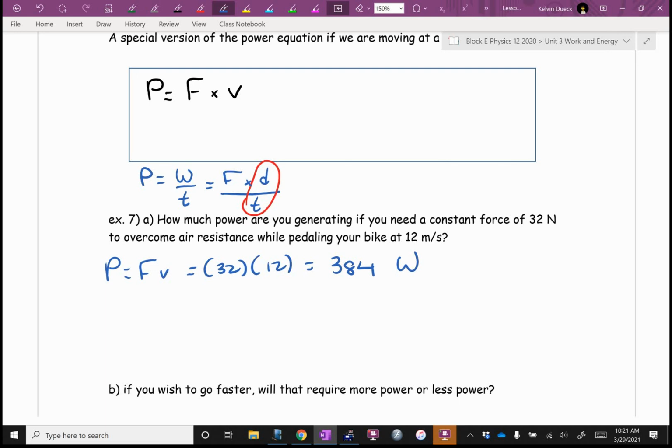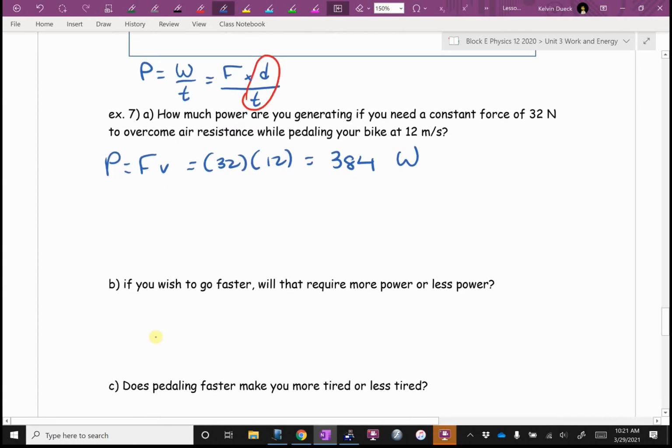If you want to go faster, this is meant to be obvious, will you require more power or less power? More power. If you want to pedal faster, will you get more tired or less tired? Yes, power is tiredness. Not work, power is.